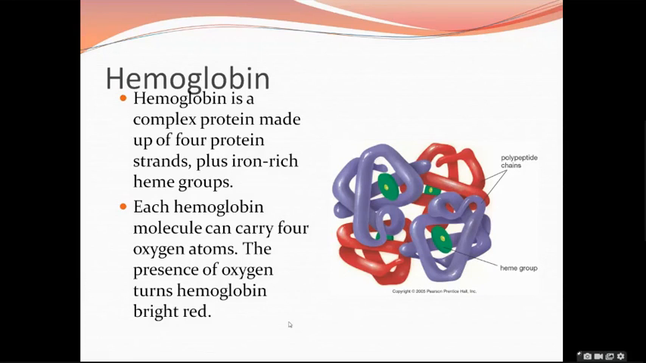So let us discuss hemoglobin. I told you it is made up of protein, with four protein strands and iron-rich heme groups. As the hemoglobin molecule comprises four iron atoms, it can bind with four oxygen molecules. The presence of oxygen turns the hemoglobin bright red.